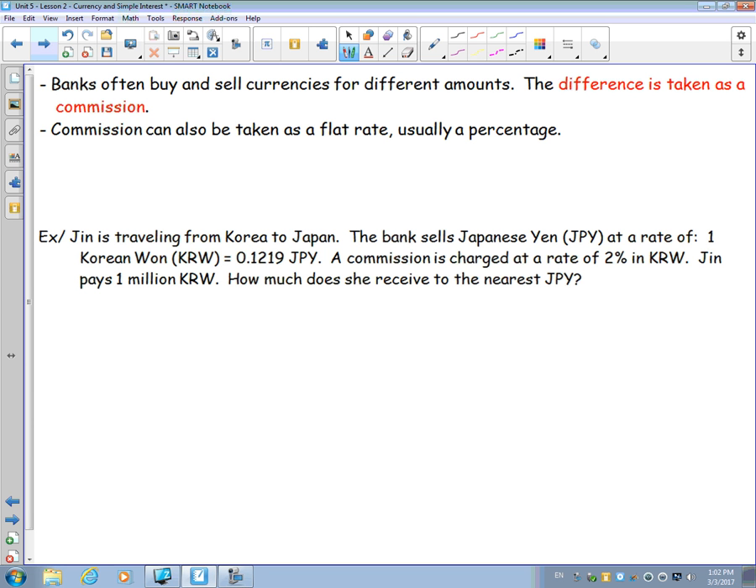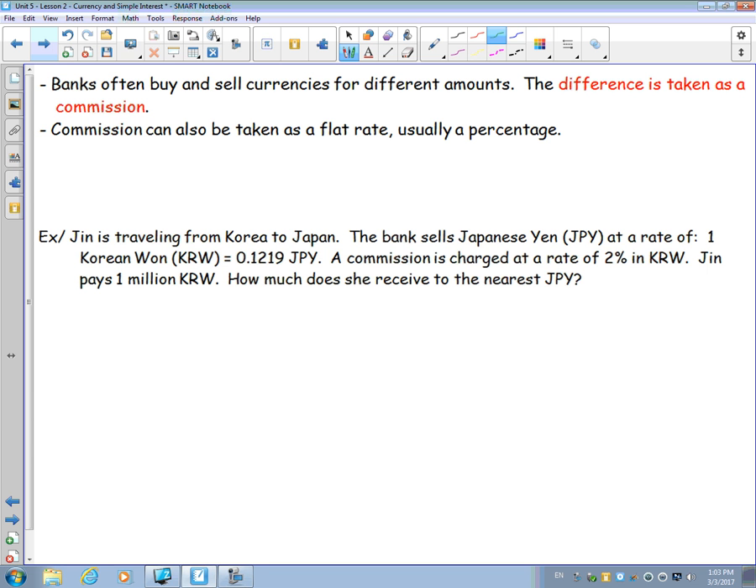For example, we've got Jin traveling from Korea to Japan. The bank sells Japanese yen at a rate of 1 Korean won per 0.1219 Japanese yen. Commission is charged at a rate of 2%. Jin pays 1 million Korean won. How much does she receive?